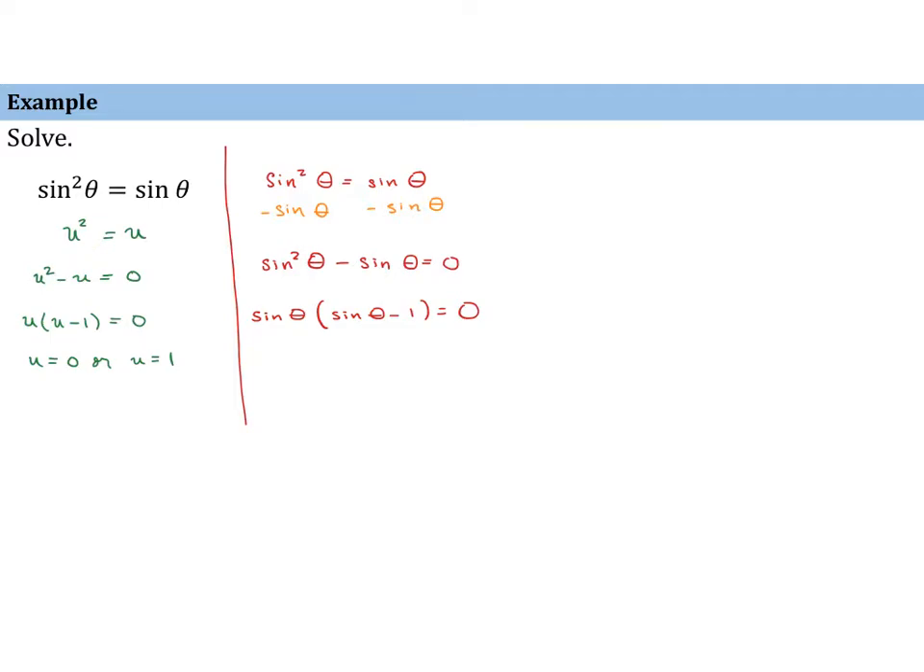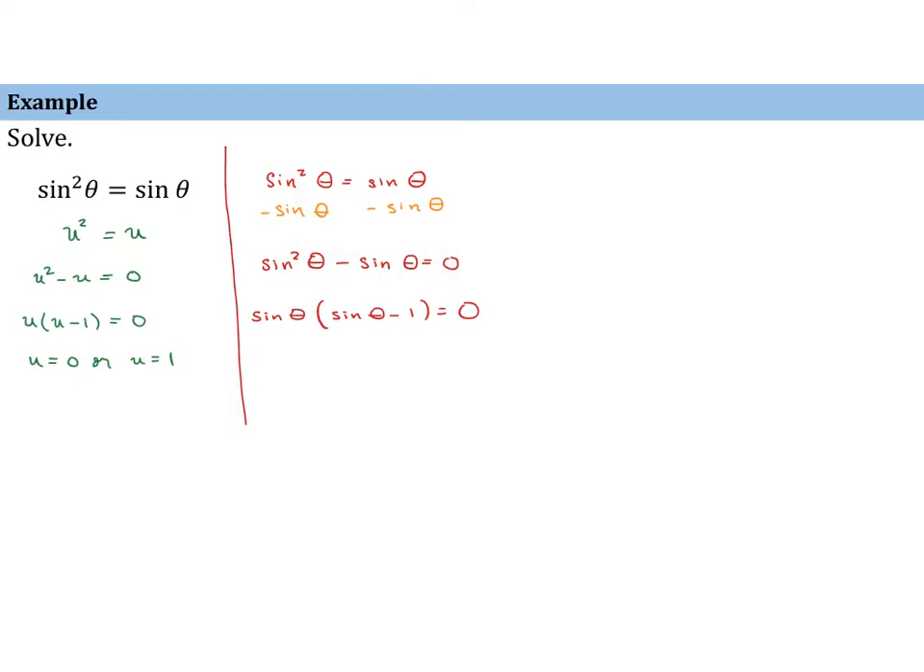Now pause for a minute and let's just make sure that that step makes sense. If I were to distribute the sine of theta back in, we have sine of theta times sine of theta, that's sine squared of theta. And then sine of theta times negative 1 would yield minus sine of theta. So our factorization was correct.